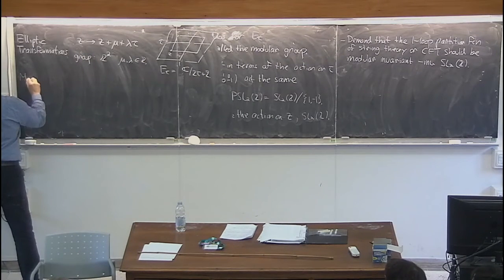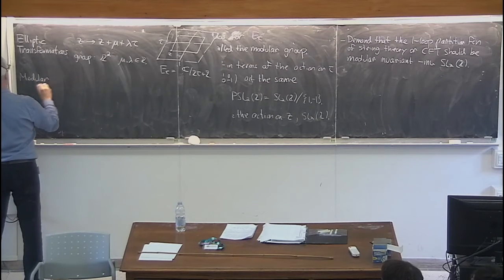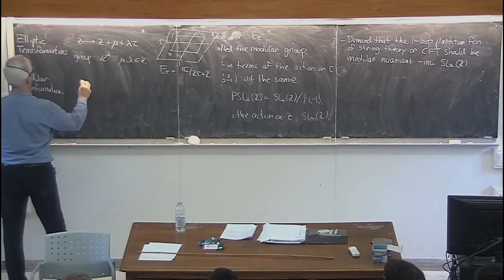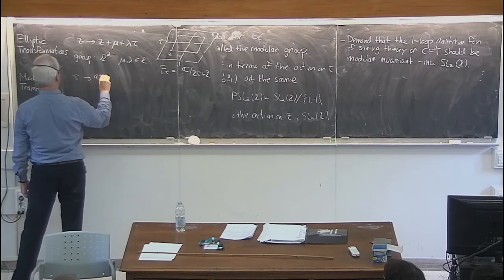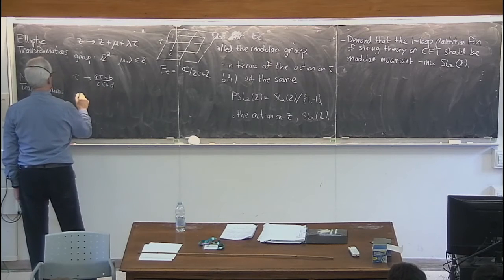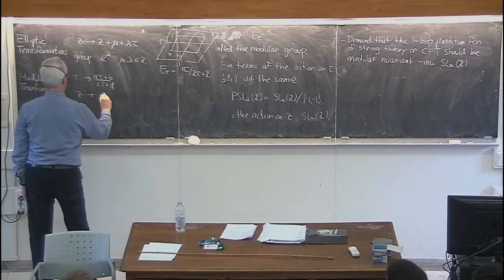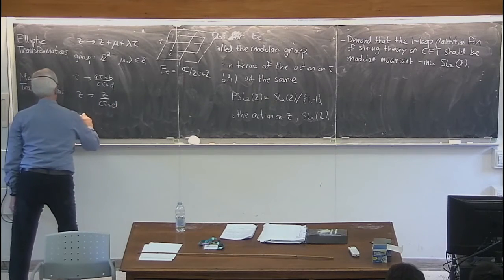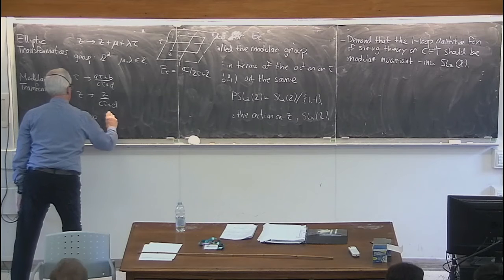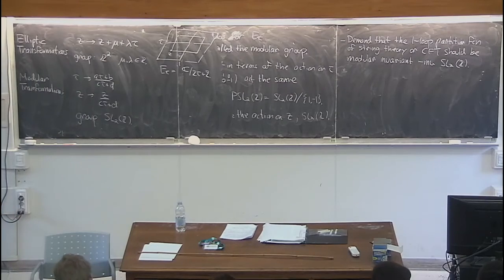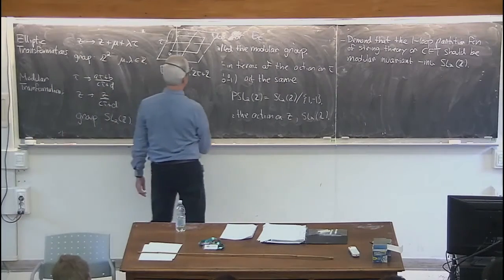But we've also seen that we have modular transformations. Which take tau to a tau plus b over c tau plus d, and take z to z over c tau plus d. And here, the group is SL2z, or PSL2z if I ignore the action on z.